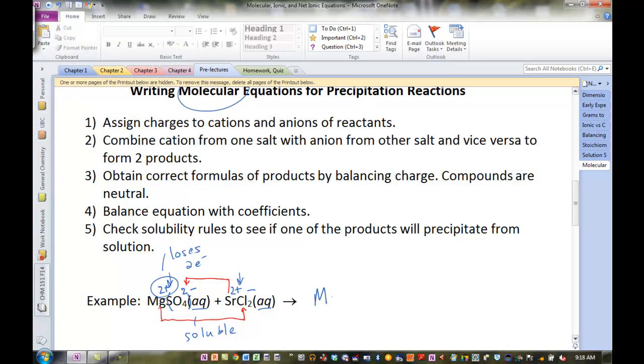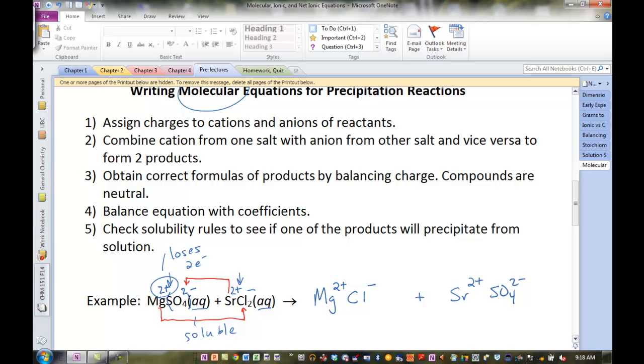One product will be, and bring your charges over, magnesium 2+ with chloride. And the other is strontium 2+ with sulfate 2-. Okay, so step 2. We've done step 1, assign charges to cations and anions of the reactants. We've now combined the cation of one salt with the anion of the other, and vice versa.